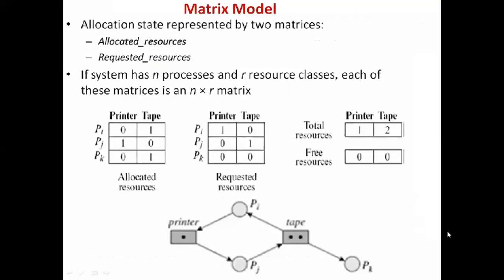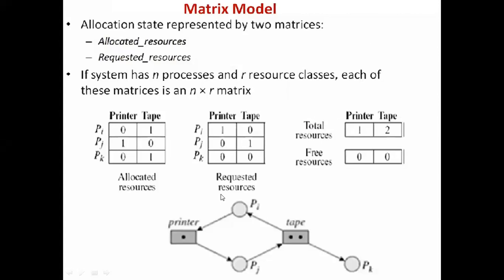Now we'll see the next modeling of the resource request in a system, which we call the matrix model. As you can see here, we use various matrices. One is the allocated resource matrix, and the second is the requested resource matrix. We also have some tables, like the free resource table, and a table to indicate the total amount of resources available in the system.